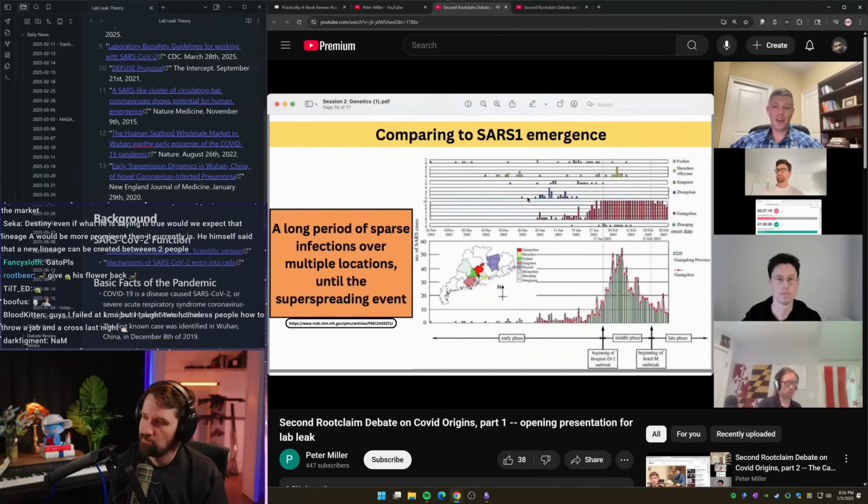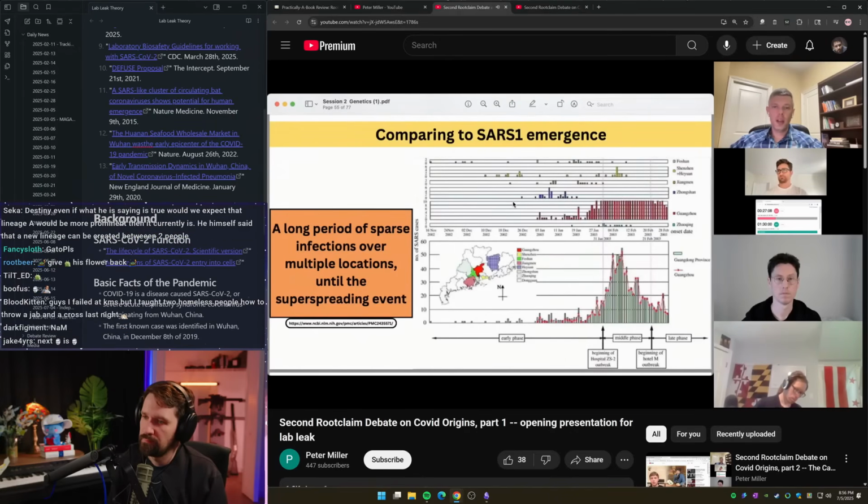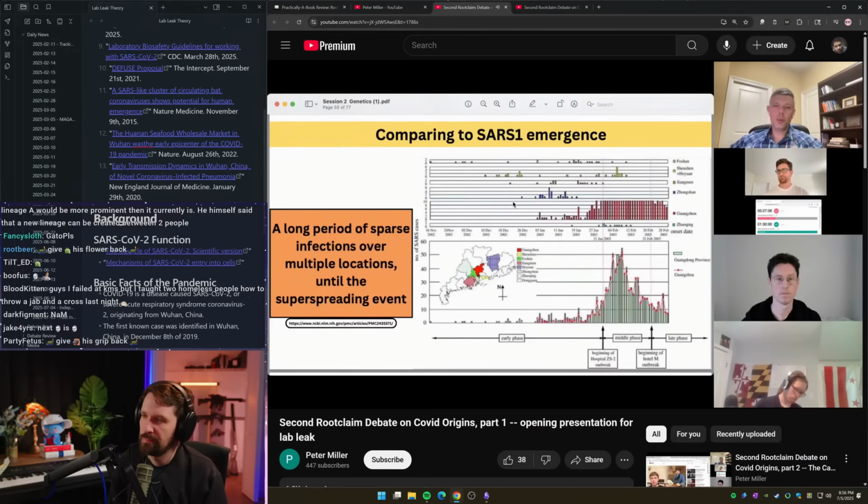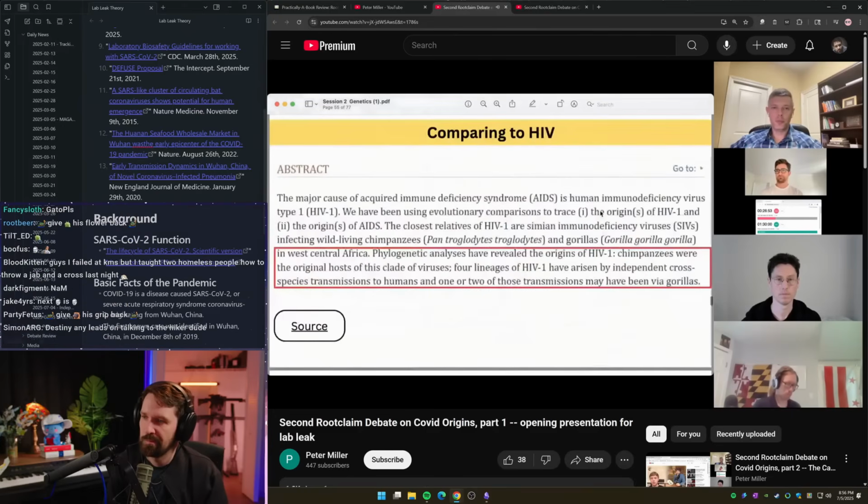Okay, speaking of SARS-1, when we look back at its emergence, its pattern is very different from what we observe in SARS-2, because with SARS-1 there were multiple spillovers over several months. The virus would get into the human population, try to get a foothold and go extinct, but eventually it managed to start spreading human to human. But this is not what we observed with SARS-2.